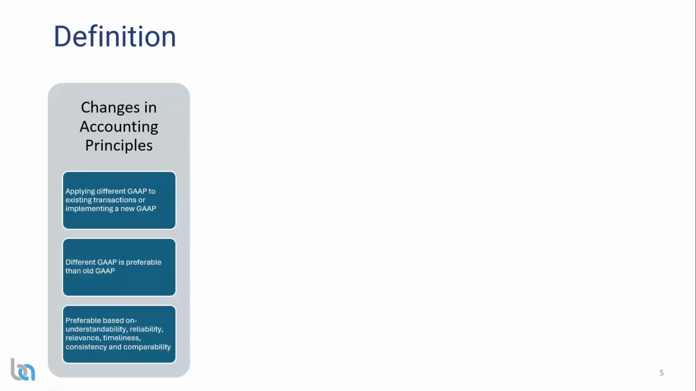Preferable based on those are the objectives that you're trying to accomplish anytime you're reporting financial information: understandability, reliability, relevance, timeliness, consistency, and comparability. Those are the things that we are trying to accomplish in reporting financial information. So when you choose a new GAAP compared to an existing GAAP, you have to demonstrate that the new GAAP enables you to achieve those objectives better. All right, so that's for changes in accounting principles.